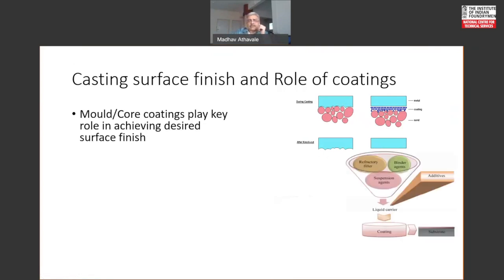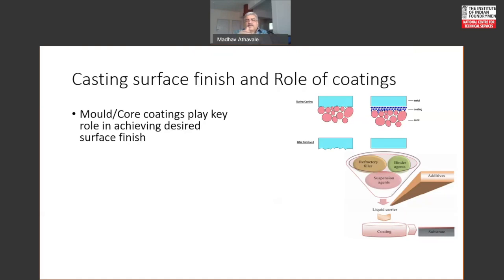Then we looked at the constituents of a coating, and the key ingredient, of course, is the refractory fillers, because these are the working fillers which will go on the top of the sand mold and core as well as fill the voids in the sand surface. They are bound to the mold or core surface by use of binders. There are suspension agents which keep the refractory fillers in suspension in the liquid carrier that is being used, because that is what will carry the filler to the mold surface.